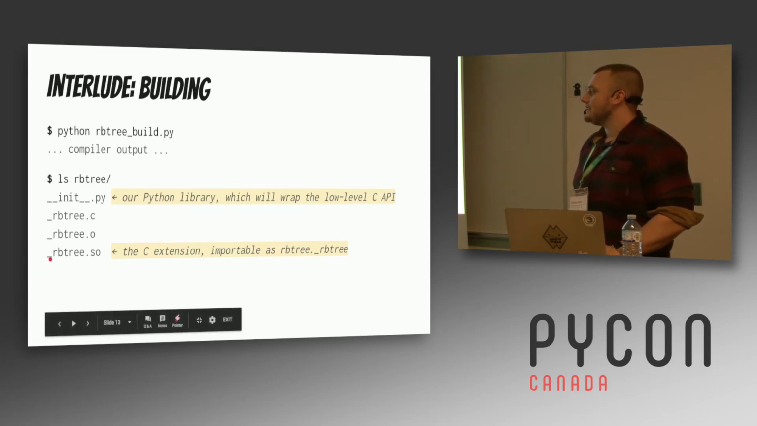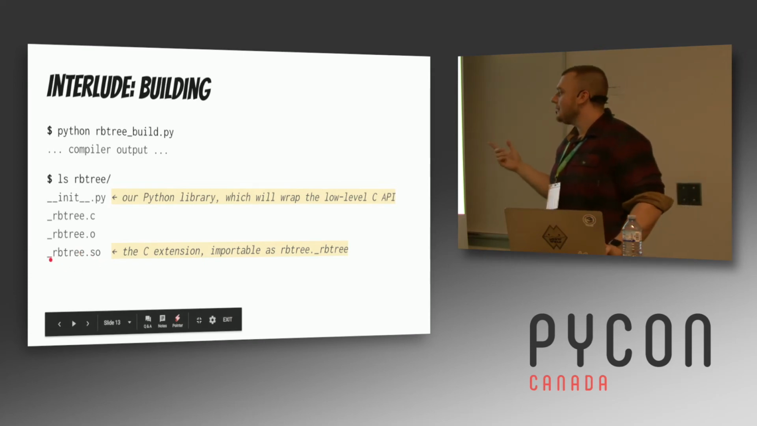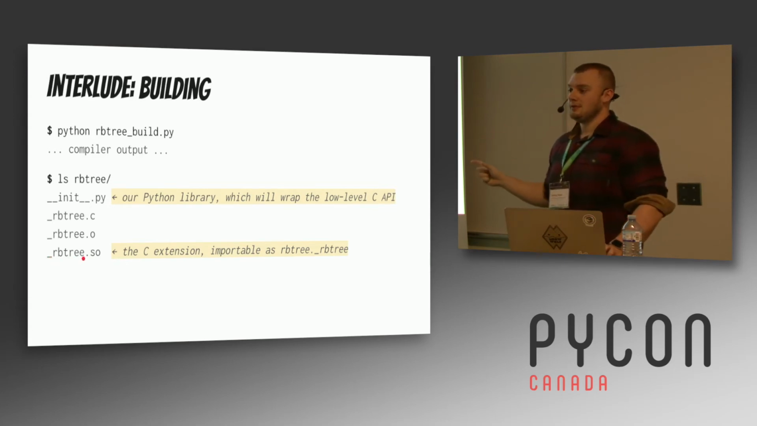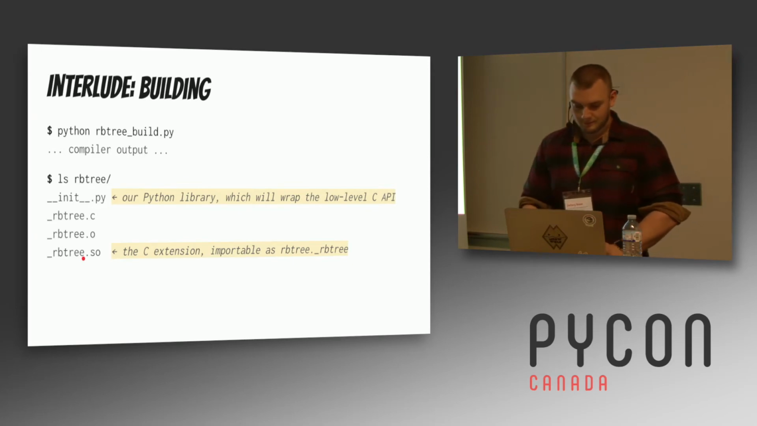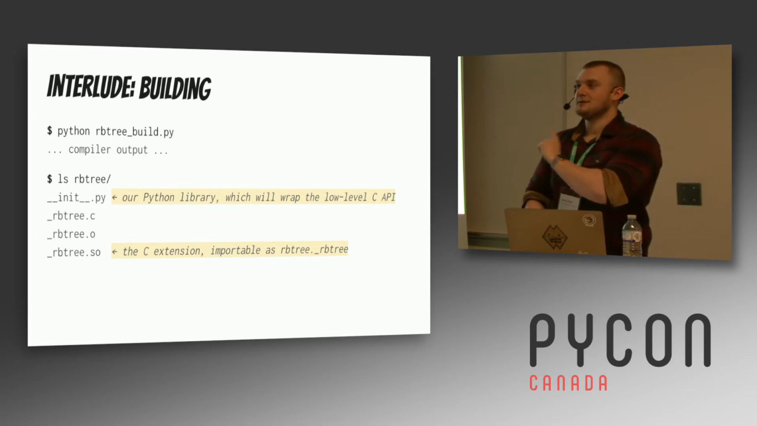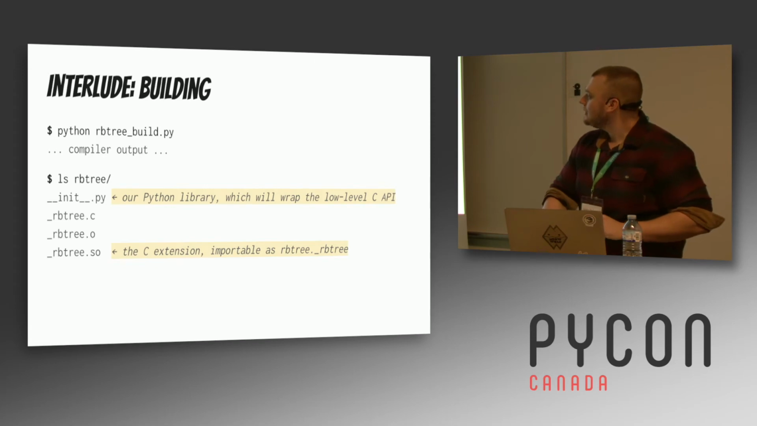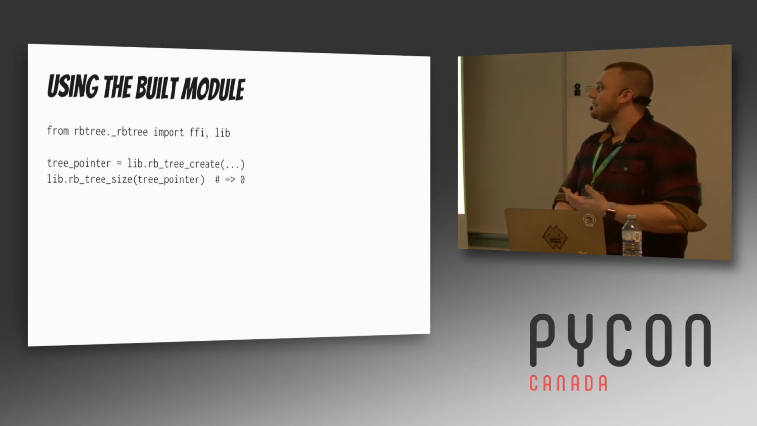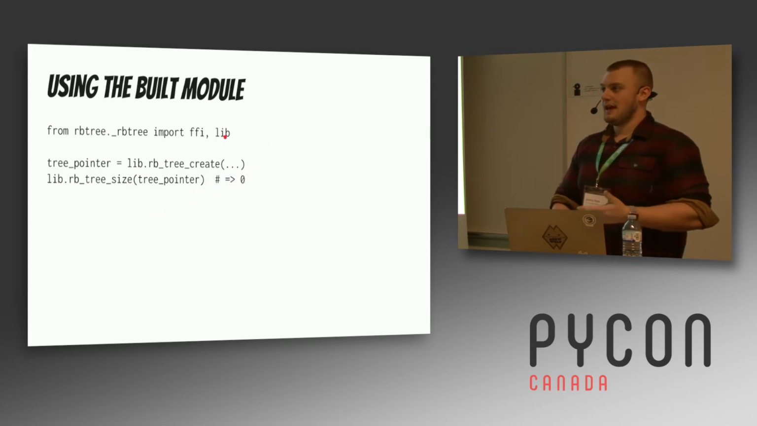And it's actually generated this rbtree.so. The file could be named differently on Linux, but it's generated an actual Python C extension that will be importable. And that's rbtree._rbtree. At this point, you can actually import that. There are two things that are going to be exported from the built module, FFI and lib.